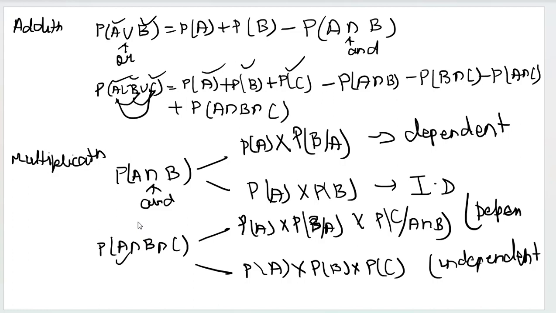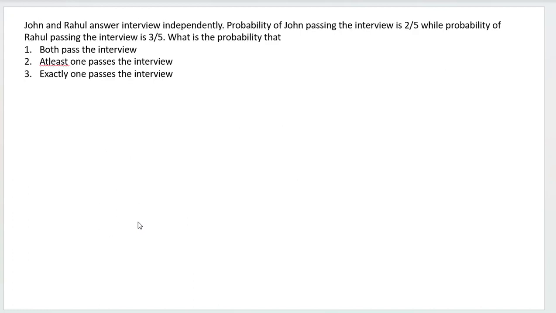Now we proceed to solving a problem. John and Rahul answer an interview independently. We highlight this word first. John and Rahul answer the interview independently. Probability of John passing the interview is 2/5, while probability of Rahul passing the interview is 3/5. What is the probability that both pass the interview? We answer the first question. Probability that both pass the interview.